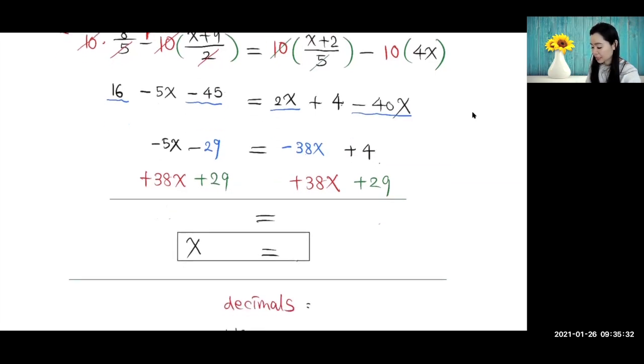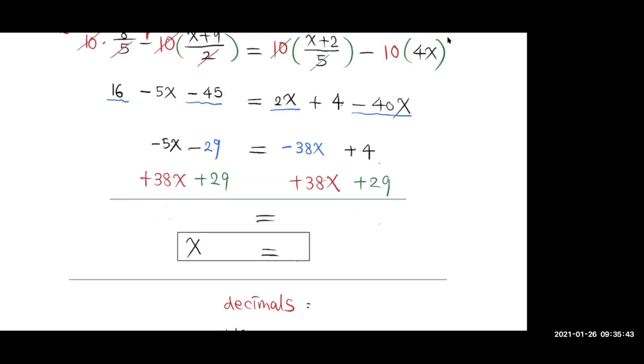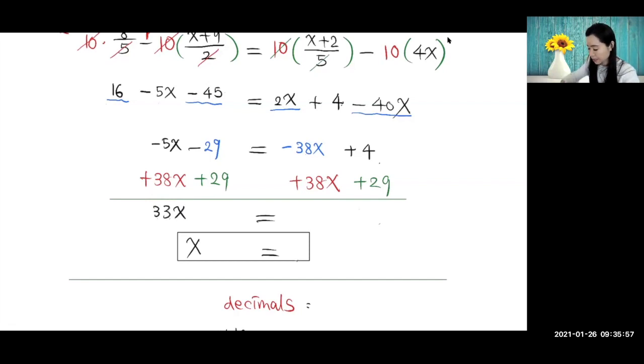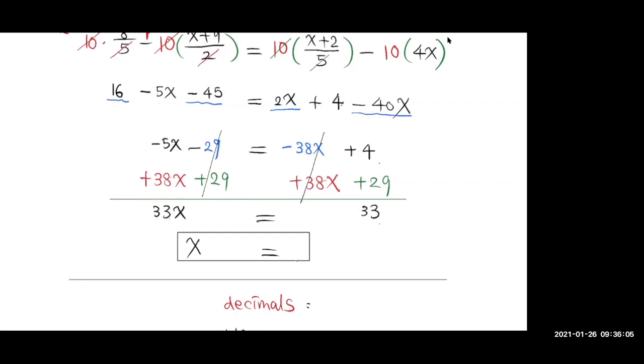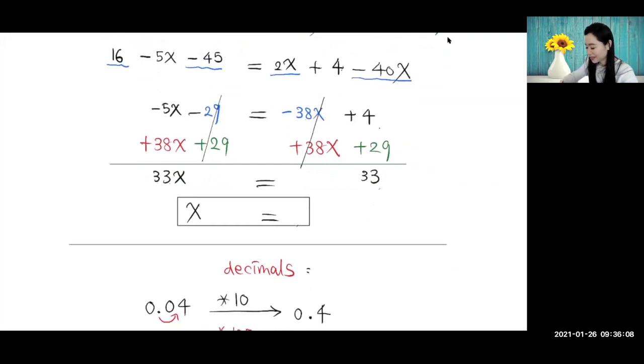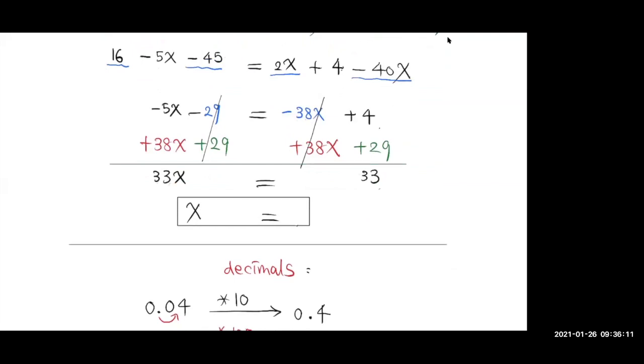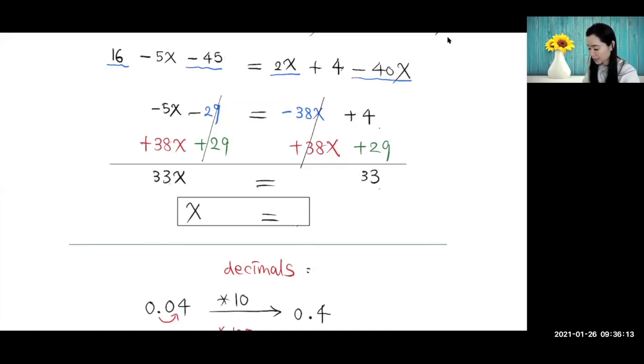Okay. Now by doing this, what's -5x adding 38x? 33. Oh, you say 33x? Yeah, you got it. 33x. And then now this 29 cancels, and this 29 cancels, and this 29 adds up to 33. Now what do I do? You divide both sides by 33, right? So divide both sides by 33, x is equal to 1, right?